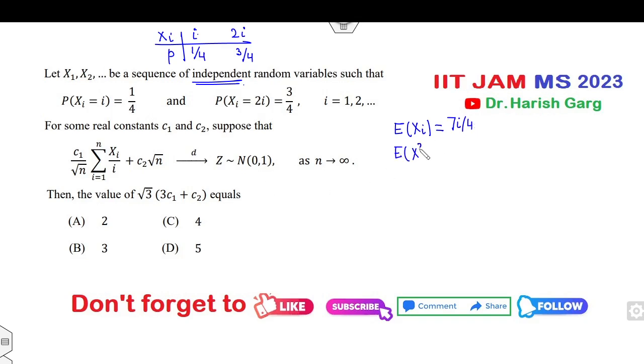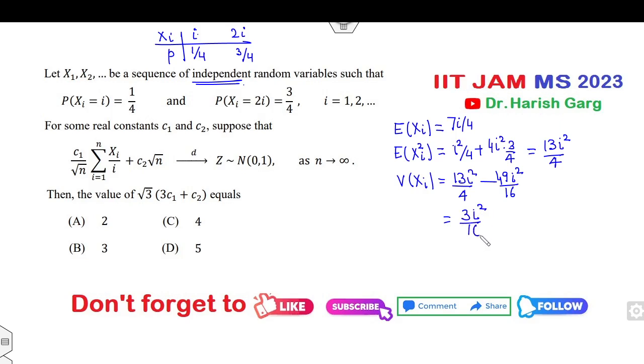Because I need to calculate the variance, firstly E of xi square is i square by 4. i is not iota, i can be any number. So i square by 4 plus 4i square into 3 by 4. So 4 is the LCM: 12 plus 1, 13 i square divided by 4. So can you calculate the variance? Variance is 13 i square by 4 minus 7 into 7, 49 i square over 16. So 52 minus 49 is 3 i square over 16.